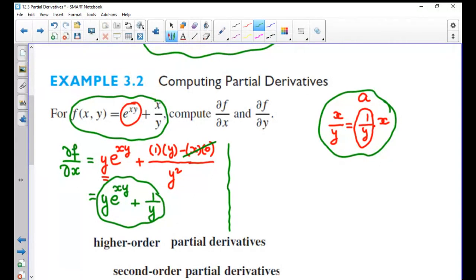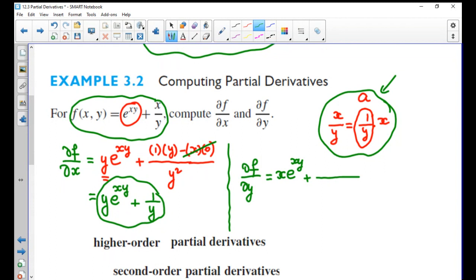Now I want df over dy. All right, so again, we have the two terms. The derivative of e to the power of xy with respect to y is x, e to the power of xy. Now, the second term, you can use also the quotient rule, or you could use this kind of thinking. It's also fine. But the quotient rule, I think, is probably the easiest way to do this for you.